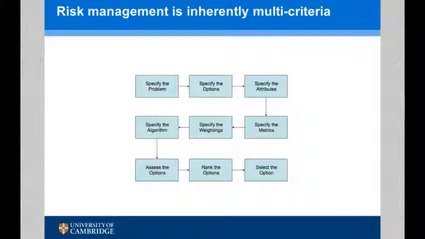And then specify the weightings. Tell me how important any one of these attributes, cancer, reproductive disease, respiratory disease, and so forth, are, and that's where the DALYs are going to come in.